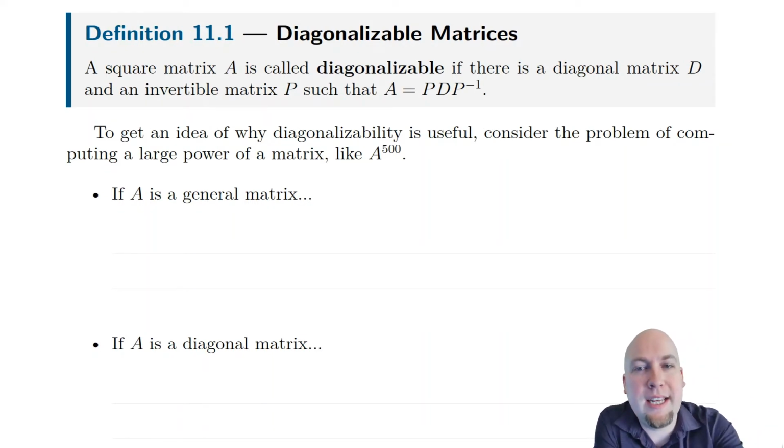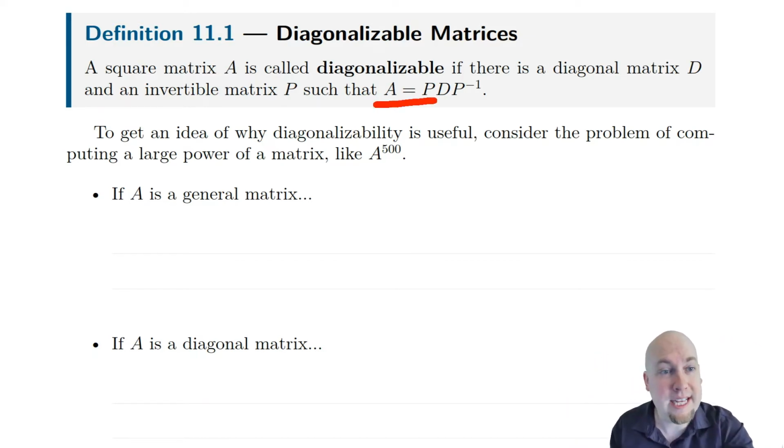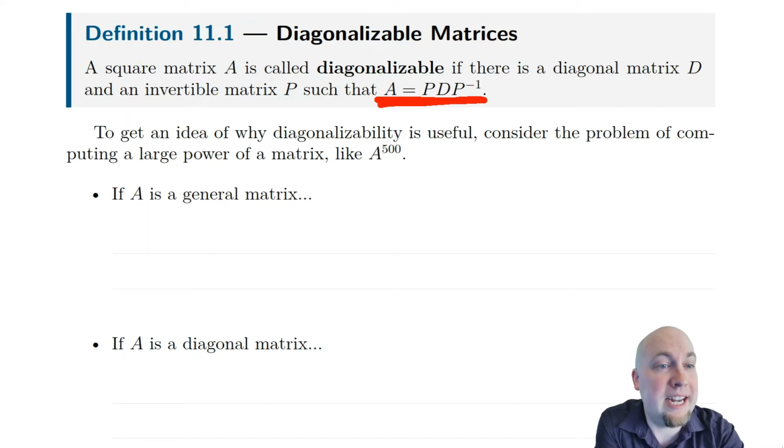We say that a square matrix A is diagonalizable if we can write A equals PDP inverse, where P is some invertible matrix and D is some diagonal matrix. So if there exists a diagonal matrix and an invertible matrix such that this happens, then we say that the matrix is diagonalizable. And furthermore, this is a diagonalization of A.